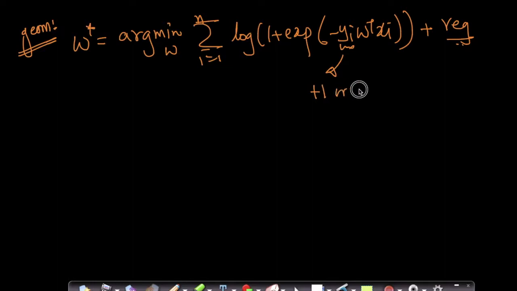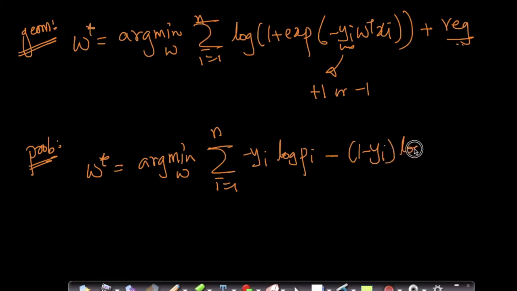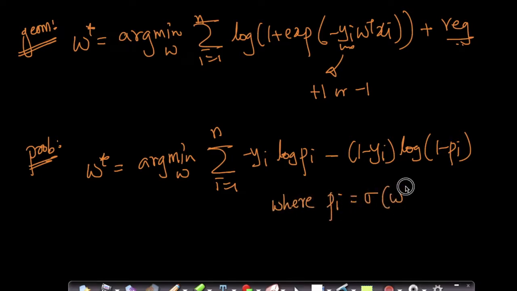Here yi is plus 1 or minus 1, right? If you follow textbooks which have a probabilistic interpretation, you will not see this form. You'll see a slightly different form, which is W star equals argmin over W of the sum from i equals 1 to n of minus yi log pi minus (1 minus yi) log (1 minus pi), where pi equals the sigmoid function of w transpose xi. This is what you'll see in some textbooks.